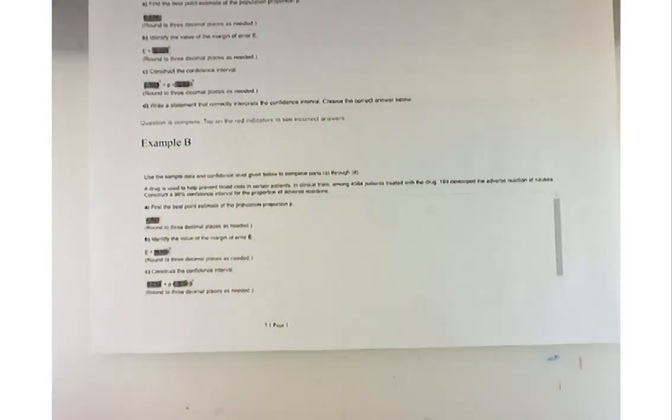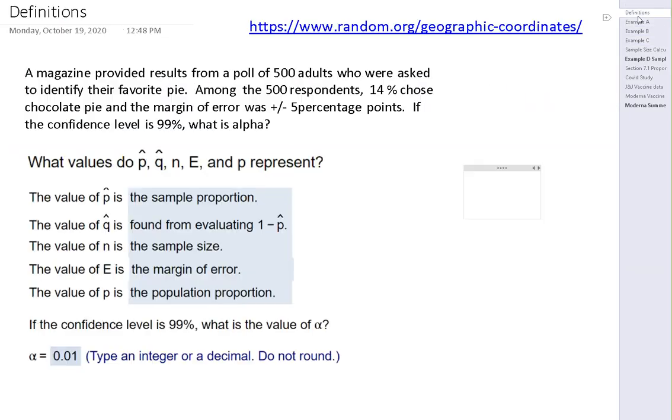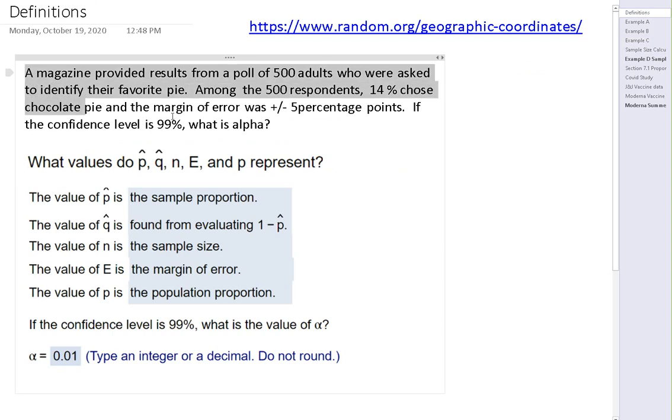And this first little bit is going to be trying to get you up to speed on some of the notation that we're going to use when we talk about confidence intervals for these kinds of things. So we've got a magazine that provided results from a poll of 500 adults who were asked to identify their favorite pie. What's your favorite pie?